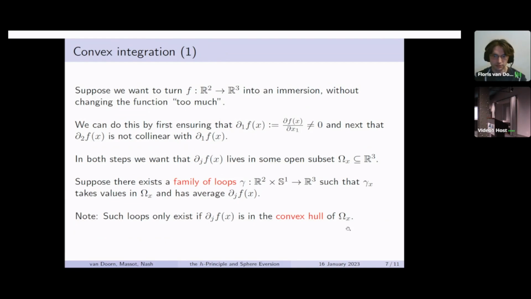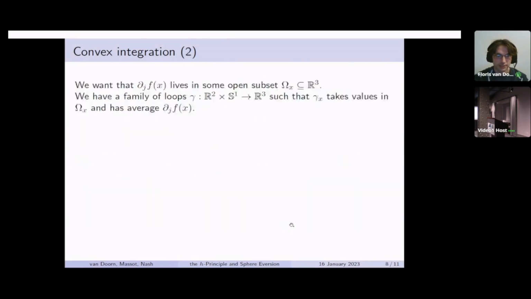So the convex hull is the smallest convex set containing omega x, and a convex set is a set that contains a whole line segment as long as it contains its endpoints. And so this fact that the partial derivative must lie in the convex hull, that is the reason why the word convex is used in convex integration. And so the integration part is next.